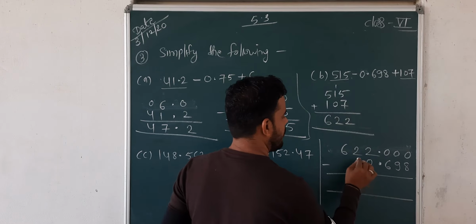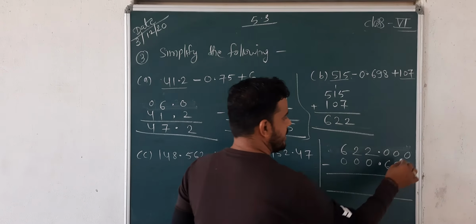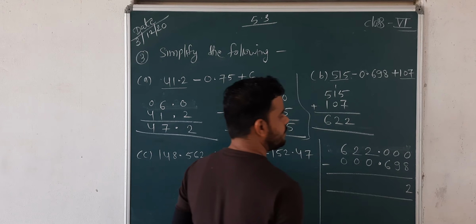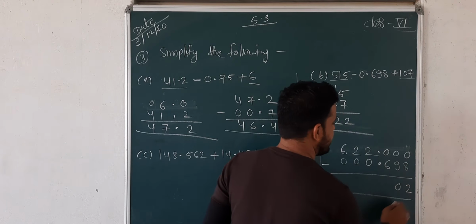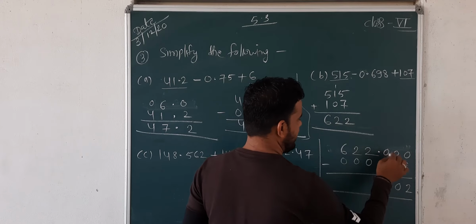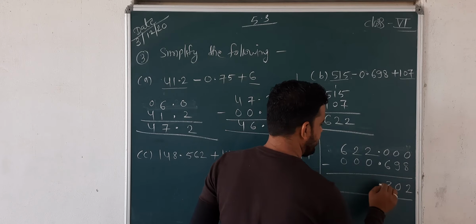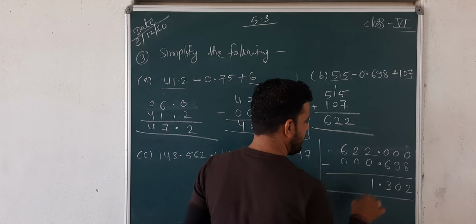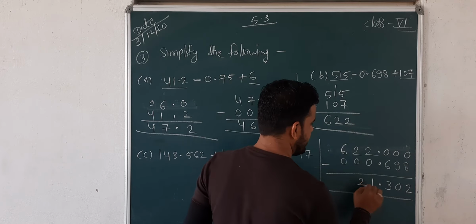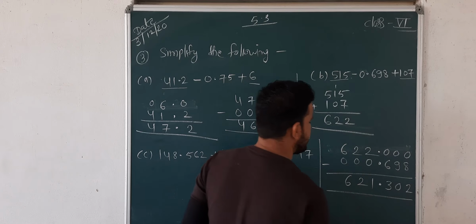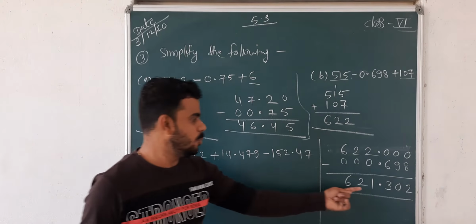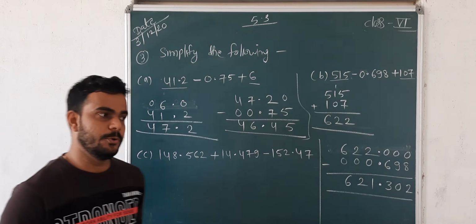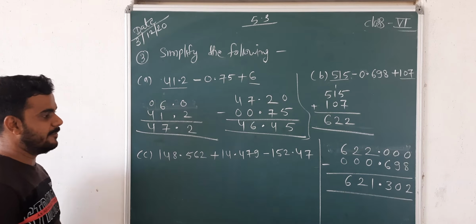So now subtract all of this. 10 minus 8, then 2. 9 minus 9, then 0. 9 minus 6, then 3. 1 minus 0, then 1. 2 minus 0, then 2. And 6 minus 0, then 6. The final answer is 621.302. Okay, so this is the way to solve.